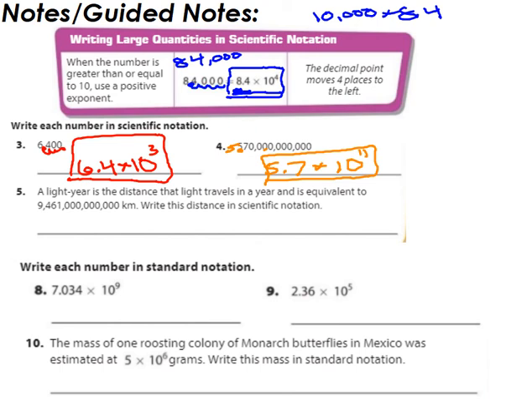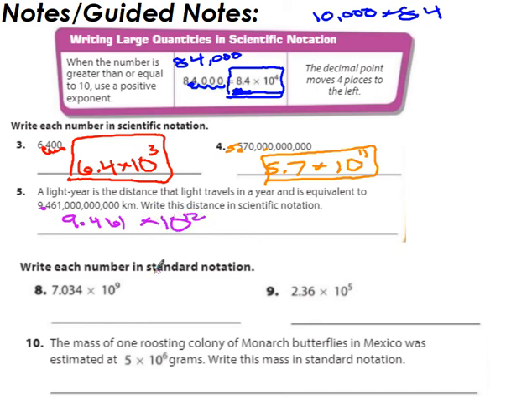So for number 5, a light year is the distance that light travels in a year and is equivalent to this giant number right here. Write the distance in scientific notation. So again, we're going to start to the right. Count 1, 2, 3, 4, 5, 6, 7, 8, 9, 10, 11, 12. So I had to move it 12 times. I'm left with 9.461. It is okay to have more than one number after the decimal point. This is still less than 10, and it's between 1 and 10, so that's okay.